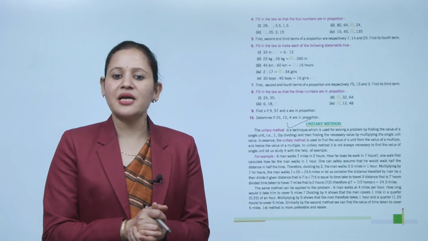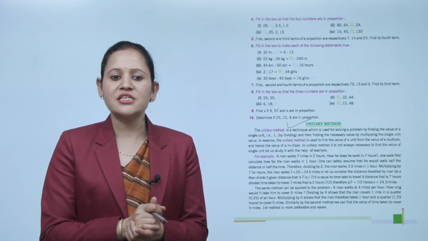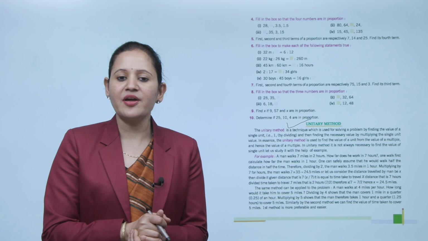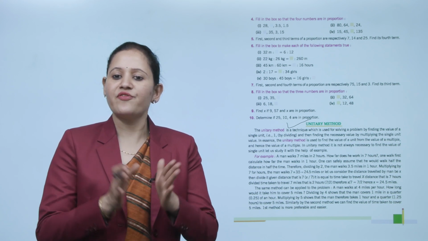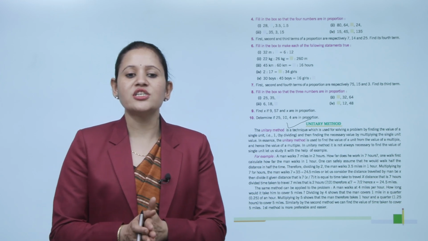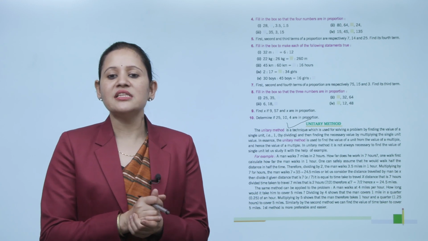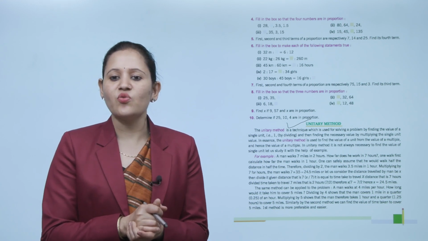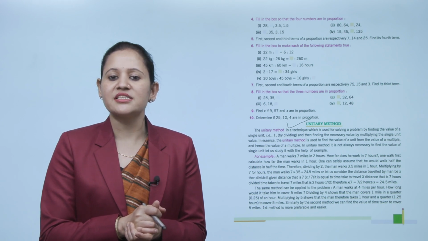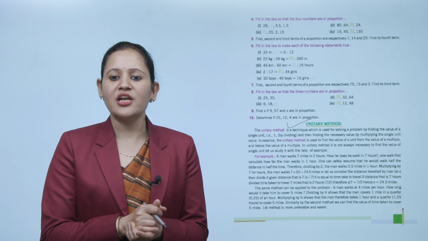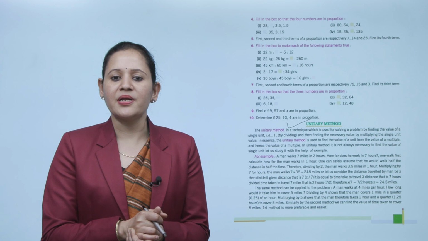The same method can be applied for another problem. A man walks 4 miles per hour. How long will it take to cover 5 miles? Dividing by 4 shows that the man covers 1 mile in a quarter or 0.25 of an hour. Multiplying by 5 shows that the man therefore takes 1 and a quarter, 1.25 hours to cover 5 miles. Similarly, by the second method, we can find the time taken to cover 5 miles. The first method is more preferable and easier.